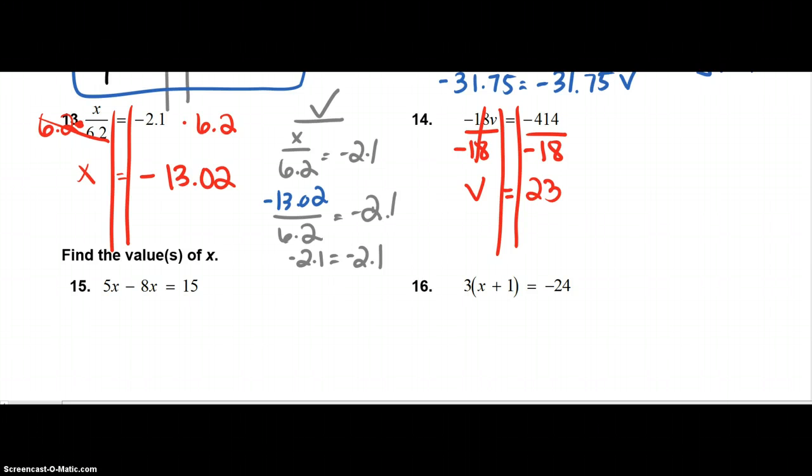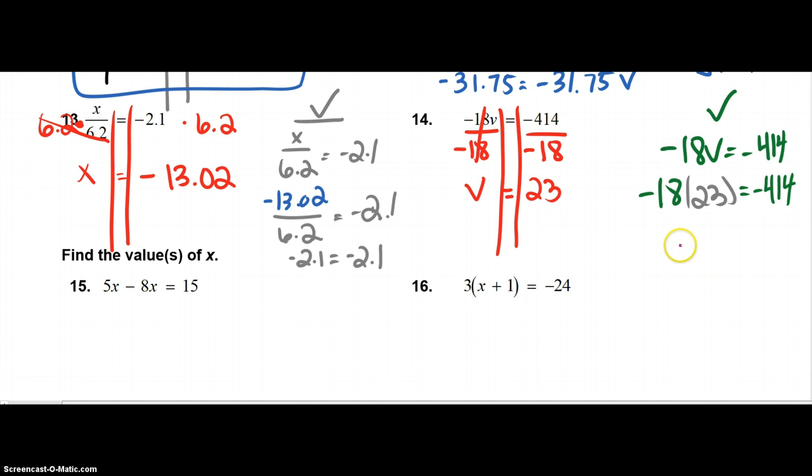we will again use our check step. So negative 18v equals negative 414. Negative 18, and then we said our v should be 23, equaling negative 414. If we did negative 18 times a positive 23, we would get a negative number, and here it would actually equal negative 414. So we did all of these problems correctly.